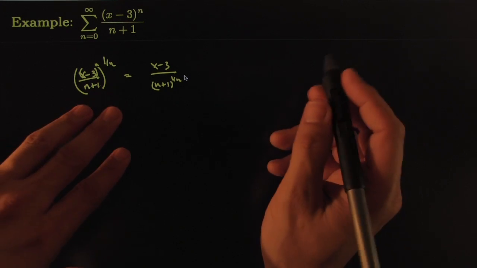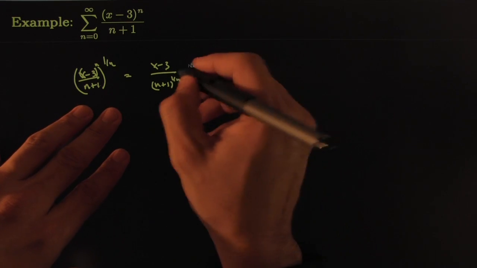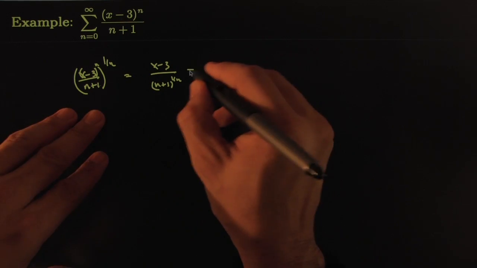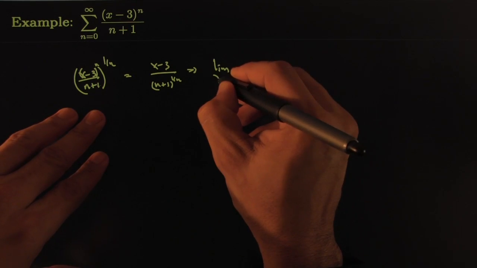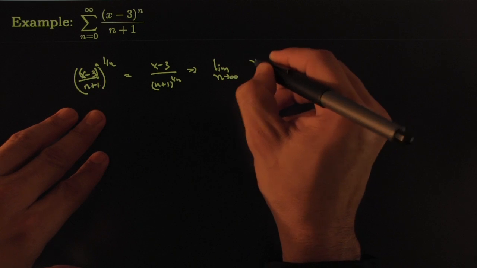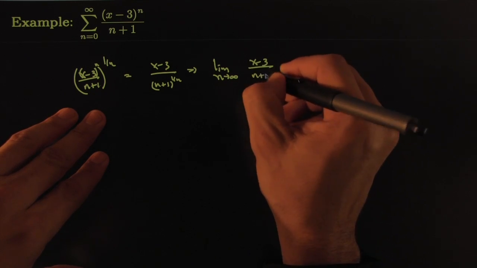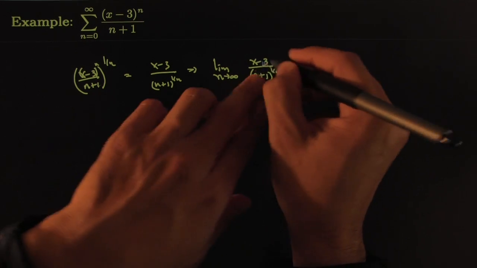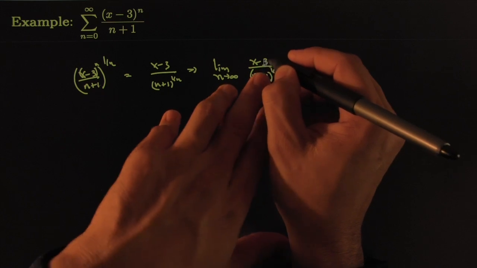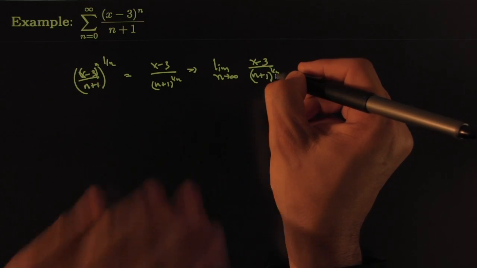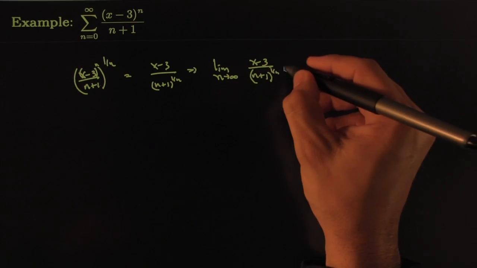Right? And of course, we've got to take the limit. The limit as n goes towards infinity of ((x - 3)/(n + 1))^(1/n). There are no n's on the top, so that's staying fixed. Nothing to do. We just have to figure out the nth root on the bottom.